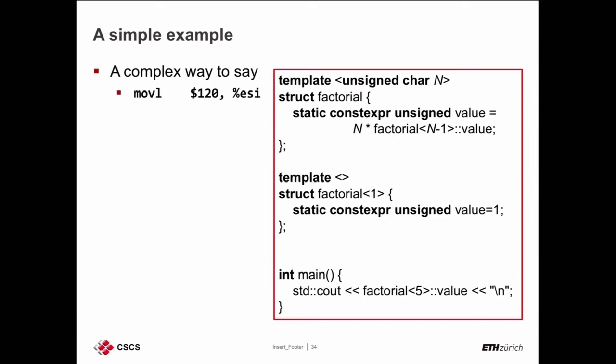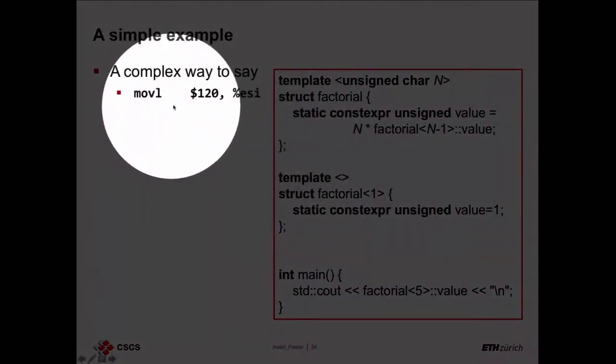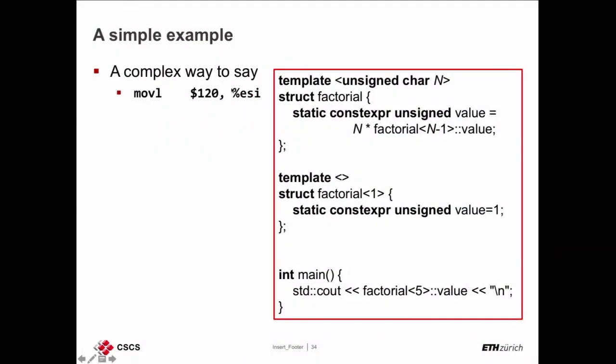Okay. So if you go to Compiler Explorer with this code, you will see this instruction at some point, and it says move 120 into there. So this is done completely at compile time. Something that now you would do with constexpr, and we will see more about the constexpr keyword. But this is something you could do with just using templates.